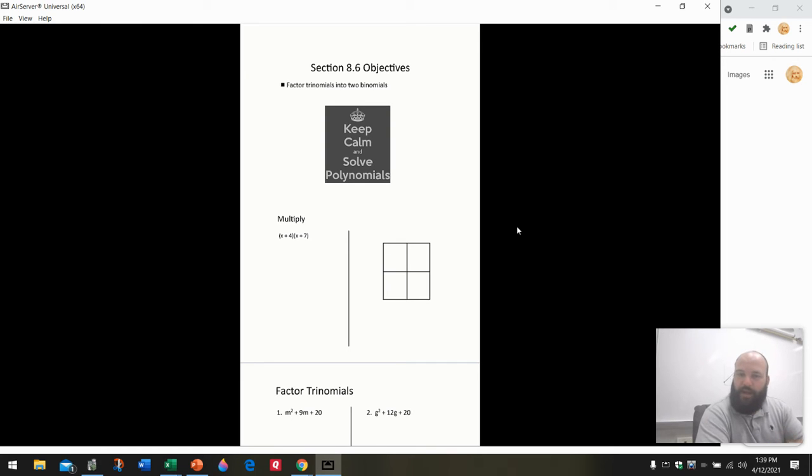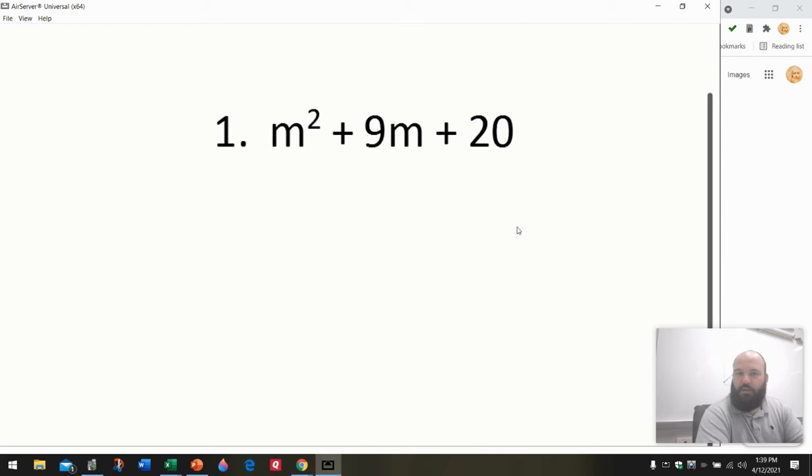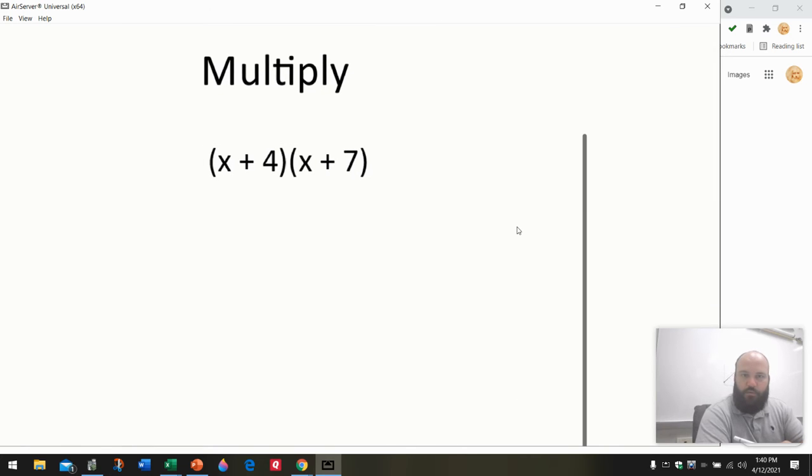So we have another factoring technique that allows us to factor expressions that look like this. And if you look at that, you can see it's m to the second plus 9m plus 20. But there are no GCFs for this, so you could not just take a GCF out. We have to have a different way to factor this. And so that way is to undo the foiling.